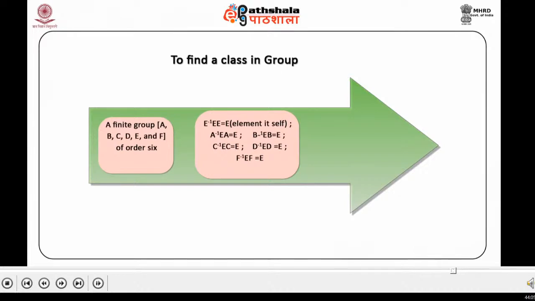A inverse EA is equal to E. B inverse EB is equal to E. C inverse EC is equal to E. D inverse ED is equal to E. F inverse EF is equal to E. That is, E transforms into itself by all these transformations. Therefore, E constitutes a separate class by itself, and the number of elements in this class equals 1. That is, order is 1.